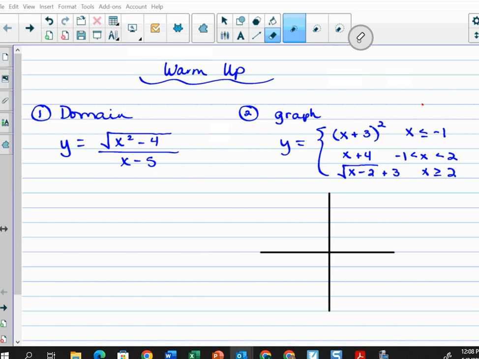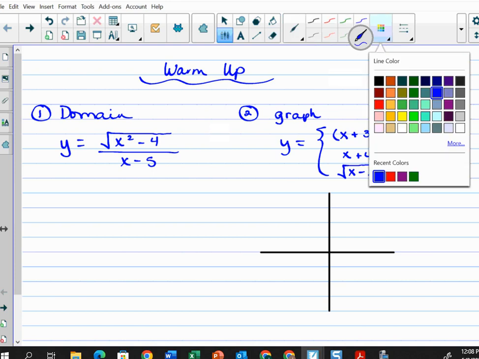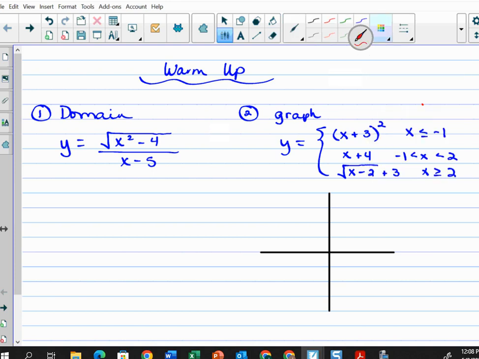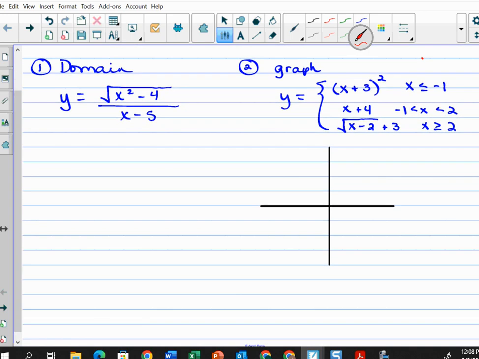All right, guys, domain. So I've got two parts I have to look at with the domain. To start with, do we agree that that numerator, x squared minus 4, needs to be greater than or equal to 0? Yes. That's one thing I have to look at, right? I can't take the square root of a negative number. Then I also need to look at the denominator, because my denominator cannot equal 0. Remember this, the two parts?